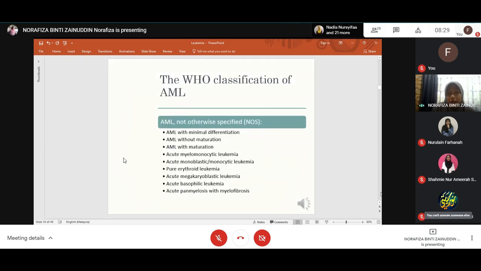This is AML NOS, not otherwise specified. These are the categories different from those with translocation. So there are AML with minimal differentiation, those without maturation, and with maturation. So these you can see from the blood smear.